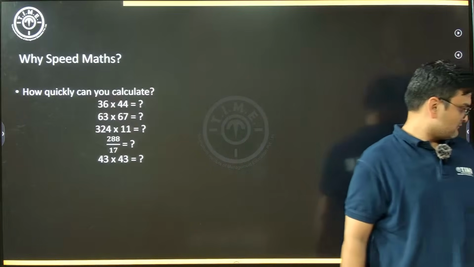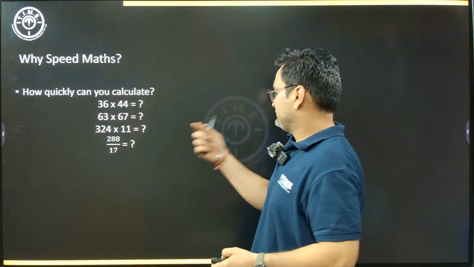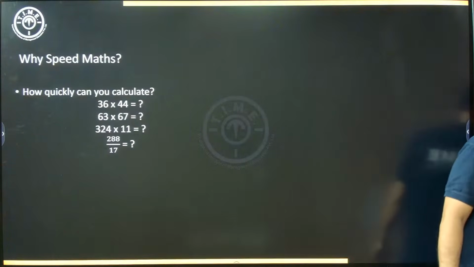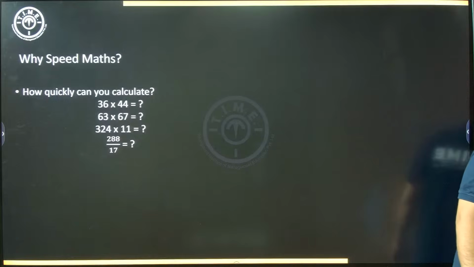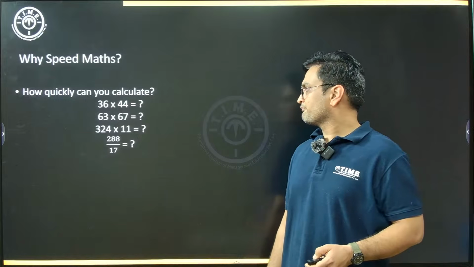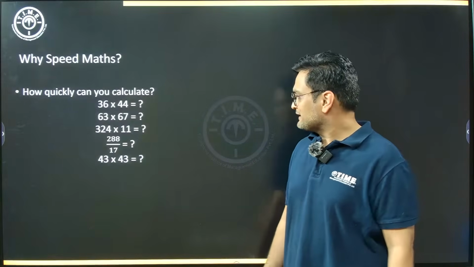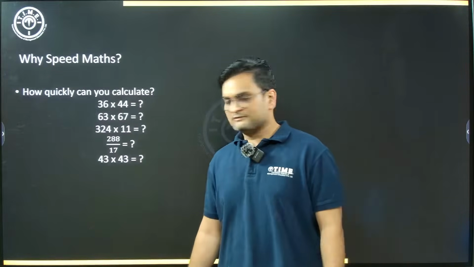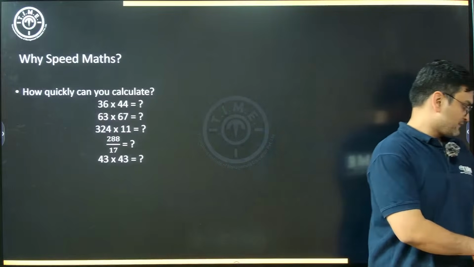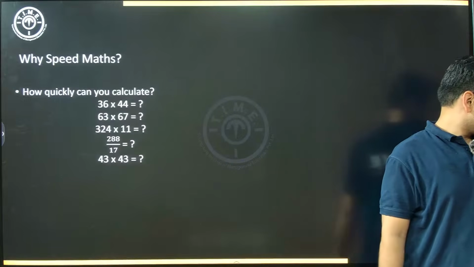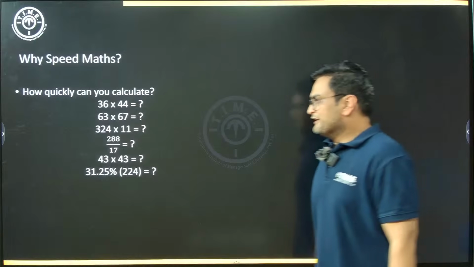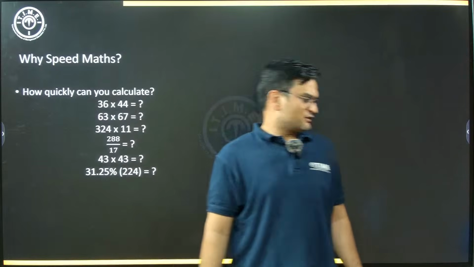Next one. 288 by 17 approximately is how much? Next one. 43 into 43. All right, that's it. 31.25% of 224.